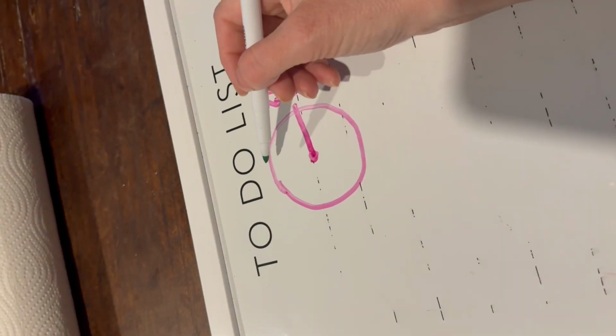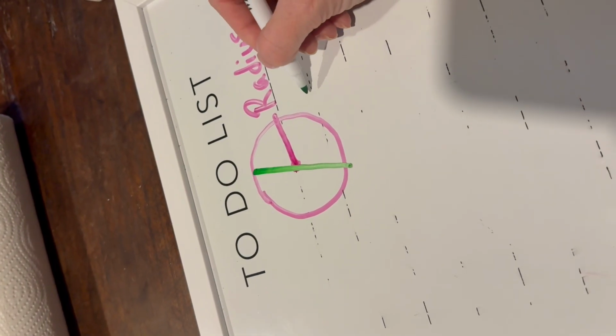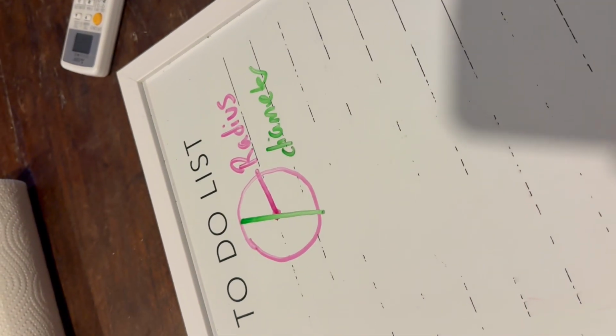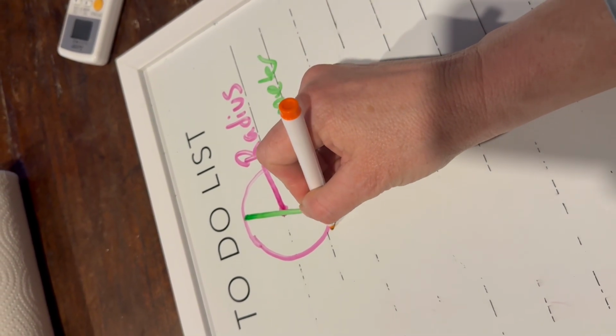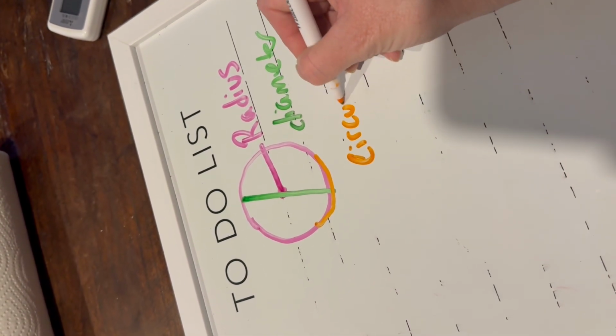A line going through the center point from side to side is the diameter. And if you measured all the way around the outside of the circle, that is known as the circumference.